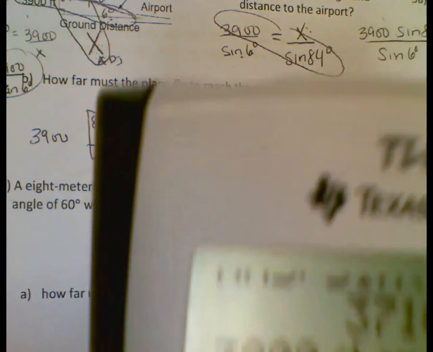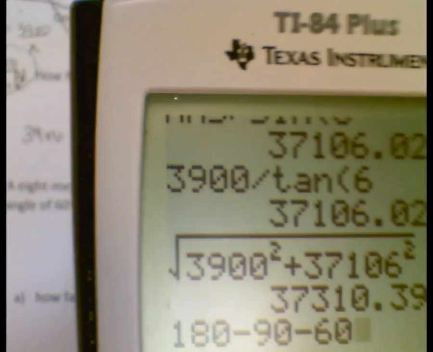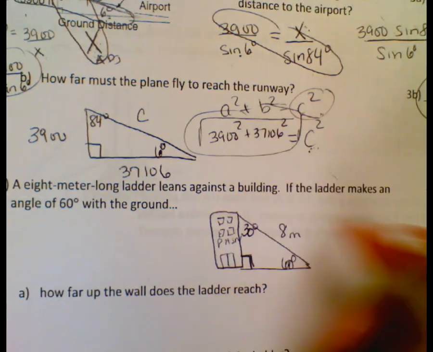Let's go ahead and do 180, not that I need to do this on the calculator, minus 90 minus the given 60 degrees. That should definitely be 30, and we'll fill in our 30 up here. So this is a 30, 60, 90 triangle.